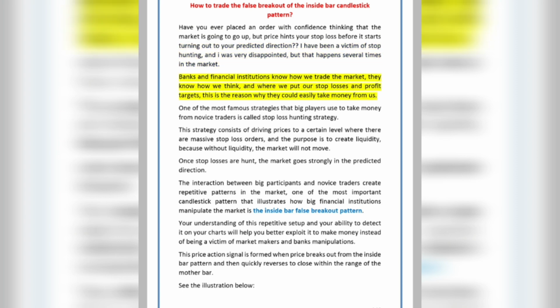Banks and financial institutions know how we trade the market, they know how we think, and where we put our stop losses and profit targets. This is the reason why they could easily take money from us.